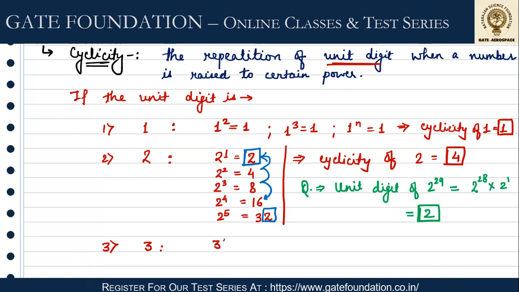So we know that 3 raised to 1 is 3, 3 raised to 2 is 9, 3 raised to 3 is 27. Who can tell me 3 raised to 4? 81. See, we started with 3, so I'm searching for 3 as a unit digit and I haven't got 3 as a unit digit yet. 3 raised to 5 is 243.